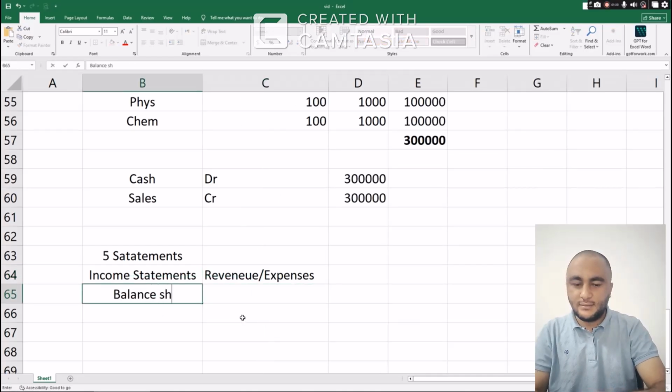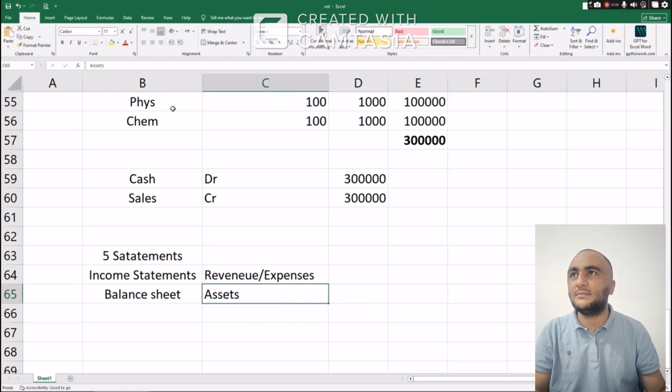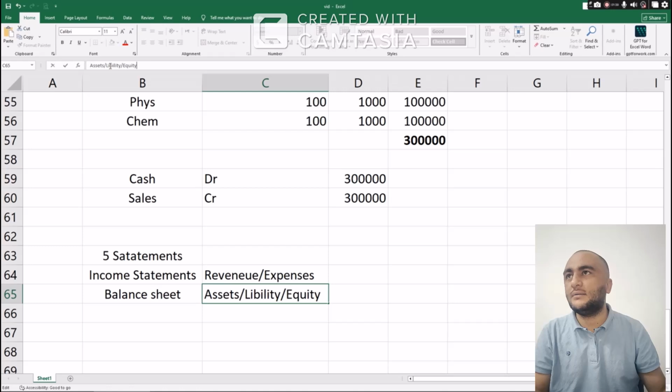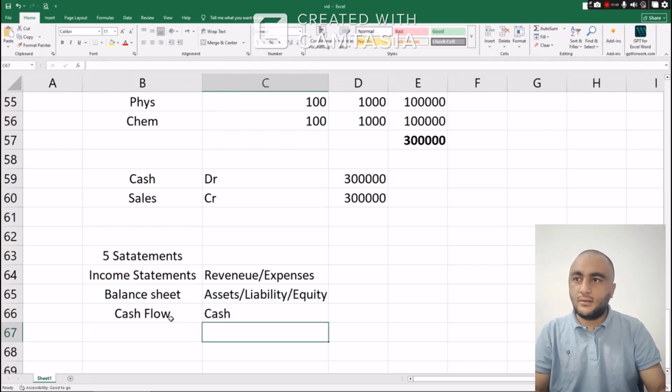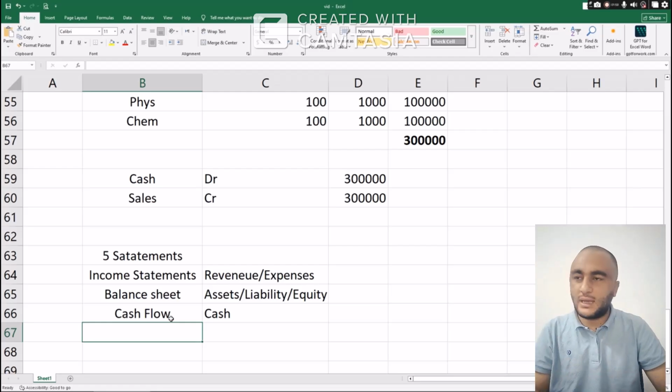In balance sheet we will show the other 3 pillars of accounting: assets, liability, and equity. Third one is cash flow, and here we know what is our cash at the start of period, at the end of period, and changes therein. So in cash flow we will know about cash. As cash is different, profit is different, so we have detail about cash in the cash flow statement.